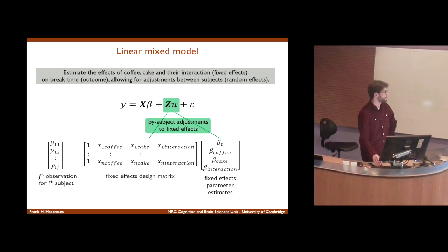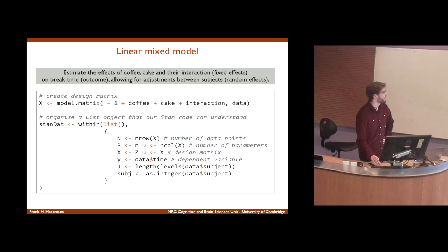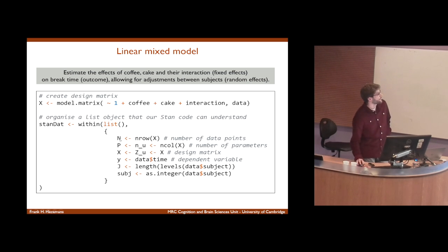These here are the adjustments by subjects, so you allow the parameters to vary between individuals, and as always you have some residuals. Okay, and in R you can quite quickly set up a list of components that refer to this linear mixed model that I just showed you. You don't have to worry about the exact code here, but I'm just saying that you can set this up quite quickly.